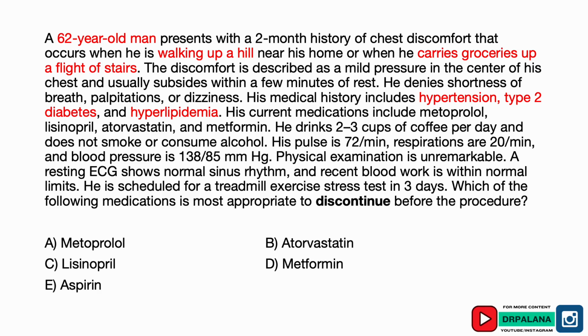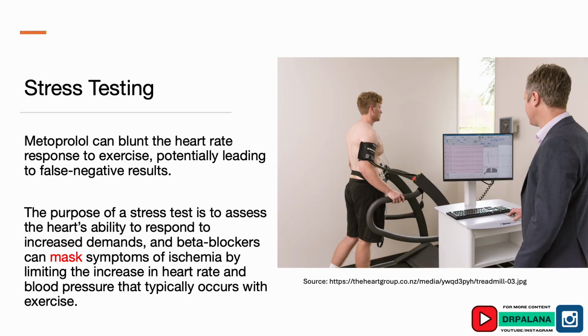He is scheduled for a treadmill exercise stress test in 3 days. Which of the following medications is the most appropriate to discontinue before the procedure? A. Metoprolol. B. Atorvastatin. C. Lisinopril. D. Metformin. E. Aspirin. The correct answer is A, metoprolol.